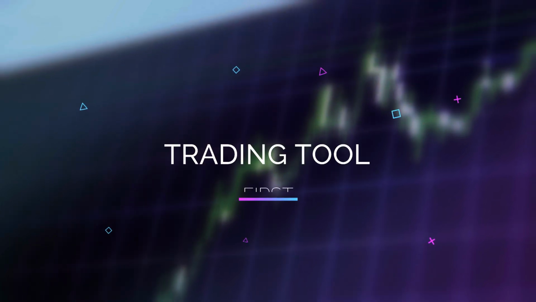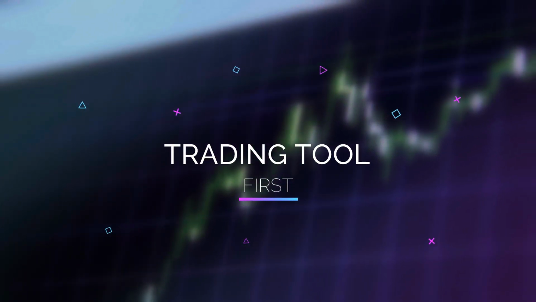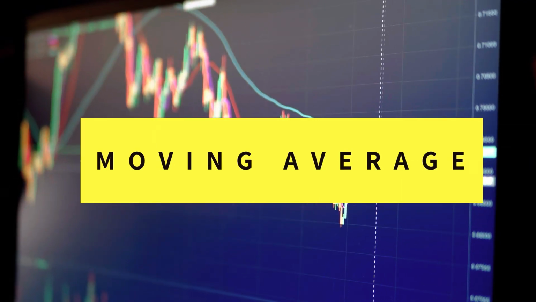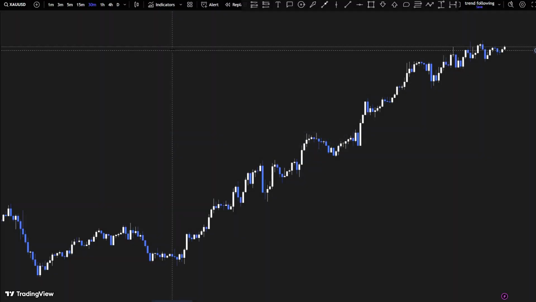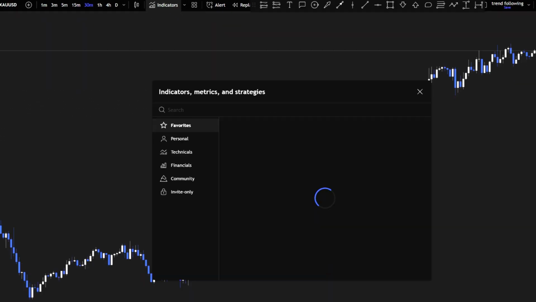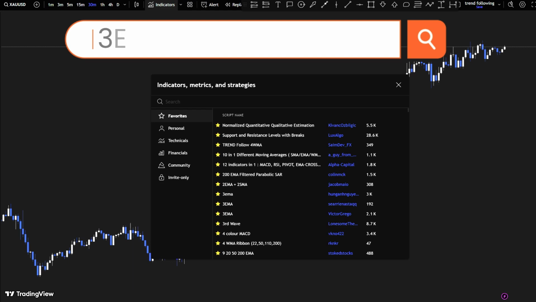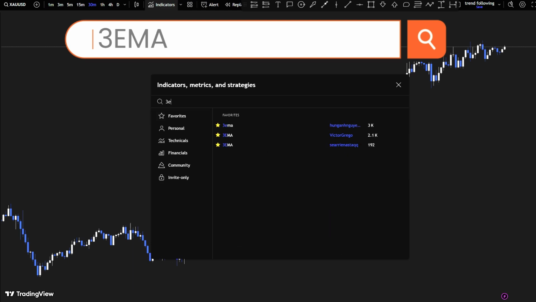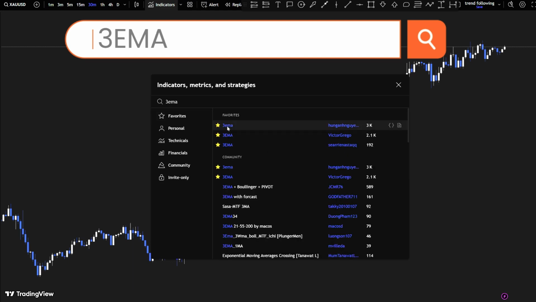The first tool we're going to look at for this setup is something called a moving average indicator. You'll probably hear people call them EMAs a lot. That just stands for exponential moving average. But honestly, don't get too hung up on the fancy name right now. Basically, all a moving average does is take the average price of whatever you're looking at, a stock or a crypto, over a certain period of time, like the last 10 days or the last 50 candles.